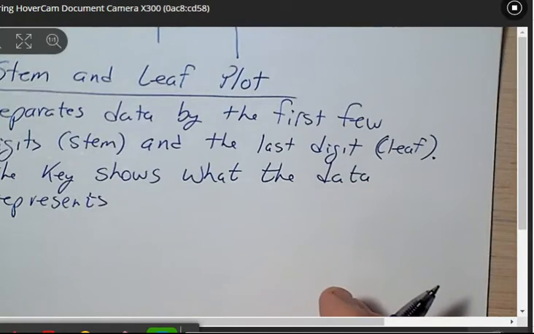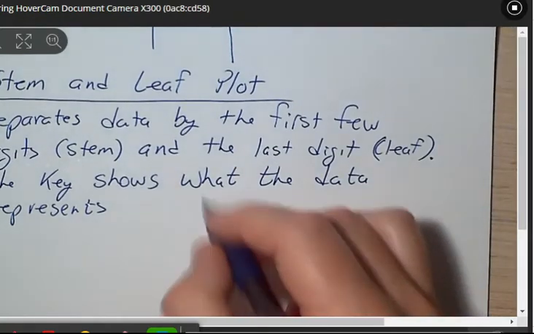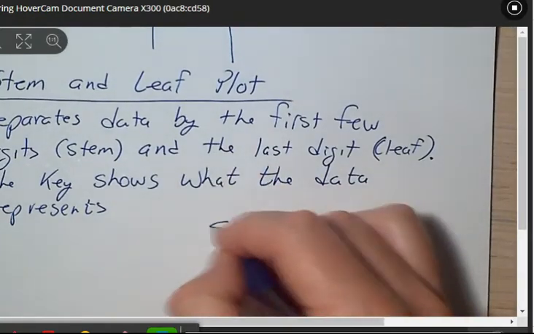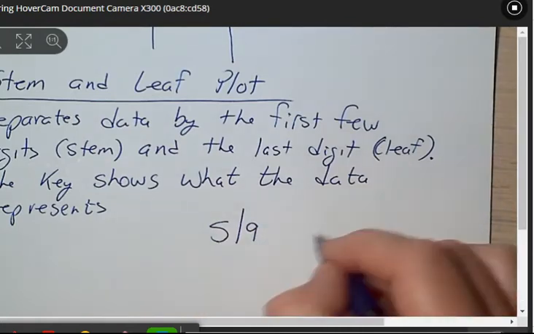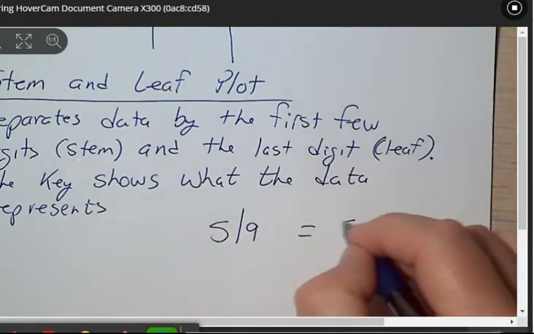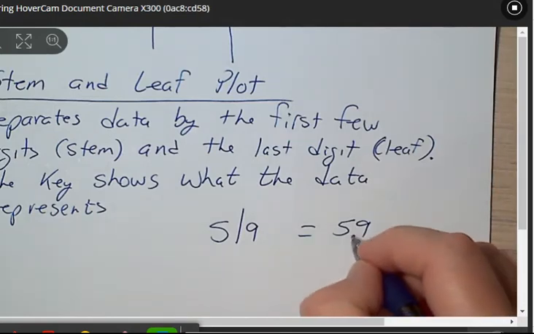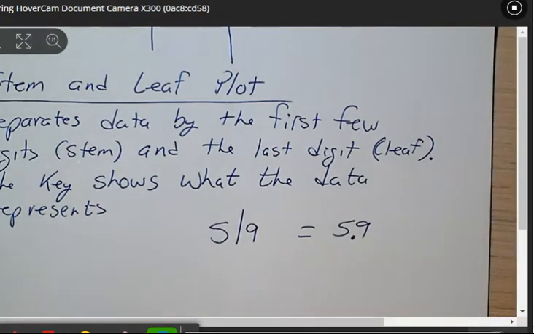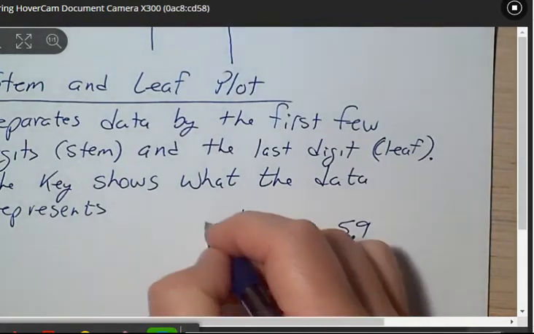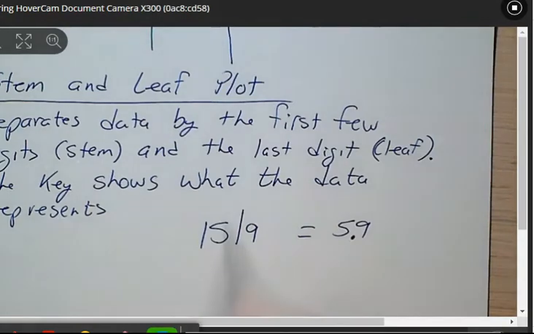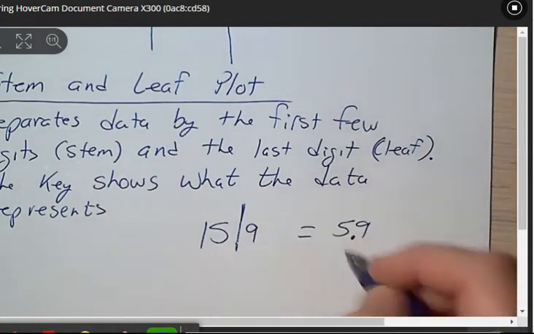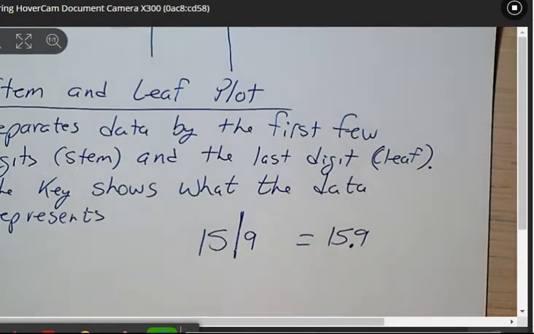And the key usually will do something like this, that, after we show you this here in a minute, you have something like 5-9, and they'll tell you that 5-9 equals 59. Or if it was a decimal number, they would tell you that it would equal 5.9. So they'll show you something like that. And if it was a two-digit number, if it was like 15/9, same thing, then it would tell you that that's equal to 15.9.